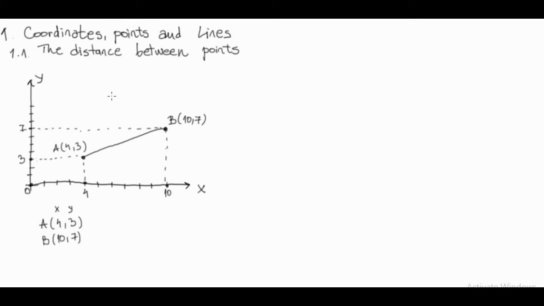A third point, C, has been added to this coordinate system, so it will form a right-angled triangle. You can see that C has the same x-coordinate as B and the same y-coordinate as A. That is, C has the coordinates of 10 and 3. Now, if we remember the Pythagoras theorem, where we know that the square of C equals square of A plus square of B, we can use that to determine the length of our segment.